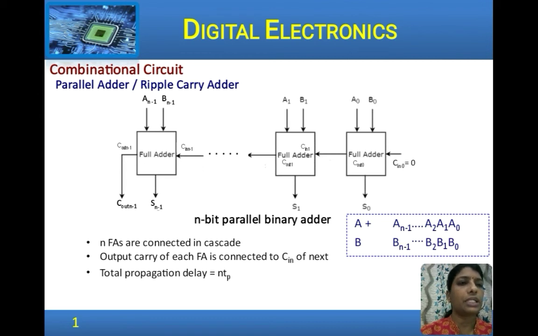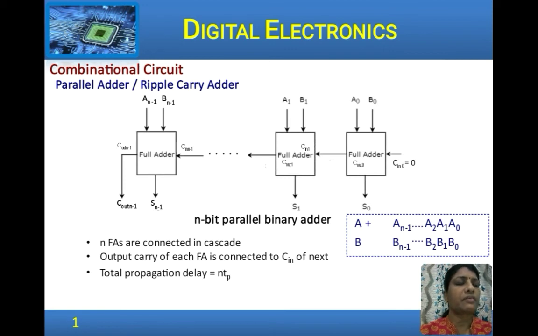So we proceed adding with each of the bit positions, A0 with B0 and then A1 with B1 along with the carry generated in the previous stage, and then A2 with B2 and the previous carry generated and so on. As indicated in the block diagram, for an n bit parallel binary adder, n full adders are required and they are connected in cascade.